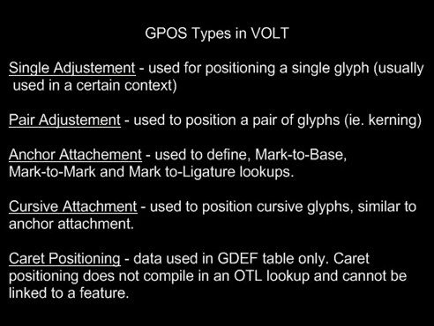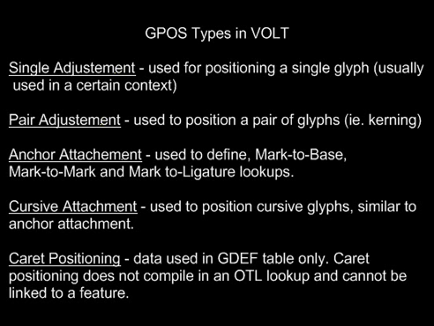Here are the glyph positioning types used in Volt. The single adjustment is used for positioning a single glyph, usually set in a context. For example, to move a glyph only when preceded by or followed by a certain glyph or glyph group.